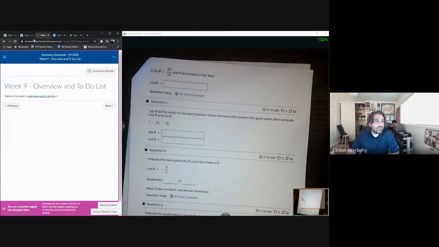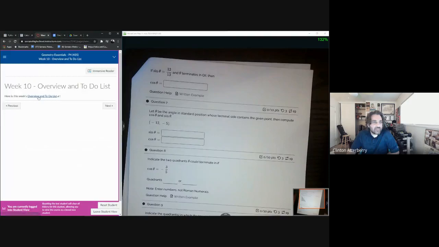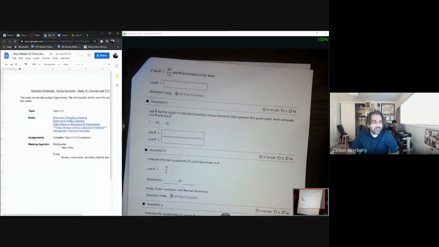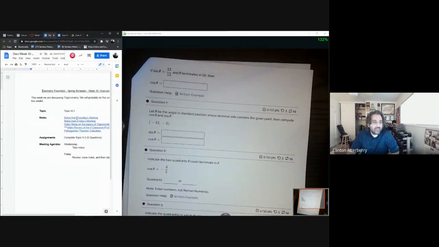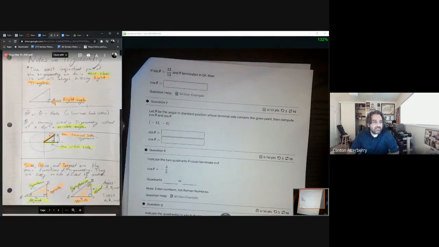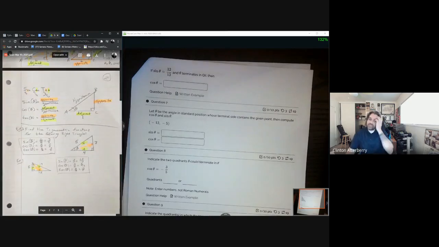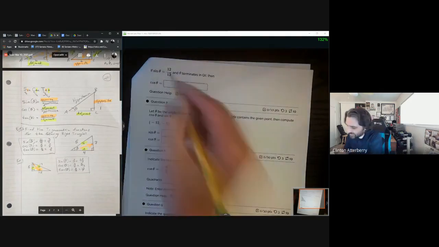So that would look like if we went to week 10, and that overview and to-do list should have some notes on this stuff if you forgot what we kind of did last time. Let's take a look at Wednesday's meeting. Okay, right triangle, terminal side, initial side, all that kind of stuff. So when you see things like this, sine and cosine, they're just fractions.